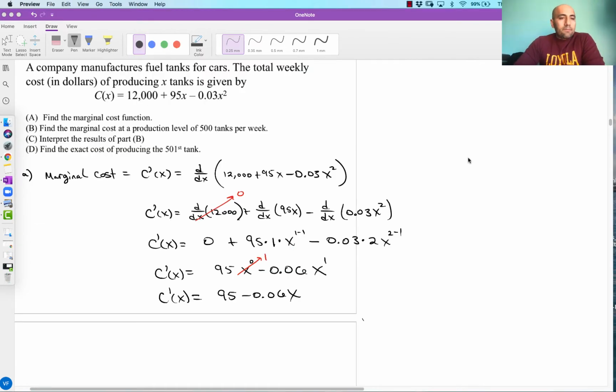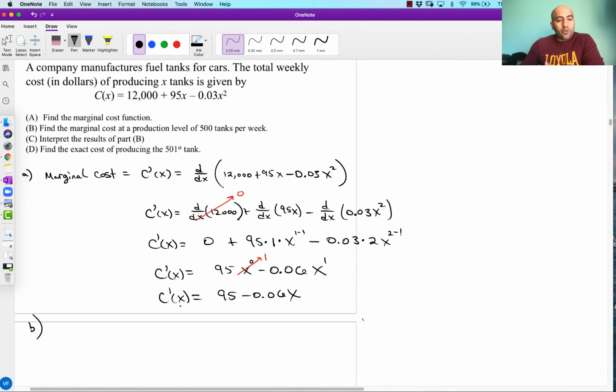Okay, part B. Find the marginal cost at a production level of 500 tanks per week. So part B is super easy. Well, we already have an equation for the marginal costs, right?